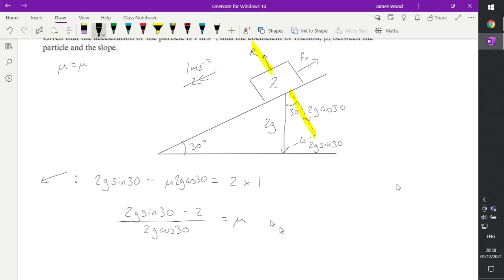And when I do that on my calculator, I get 0.4595. Let's just write down a few decimal places, 0.4595, or if I round it, that's about 0.46 for my coefficient of friction there.